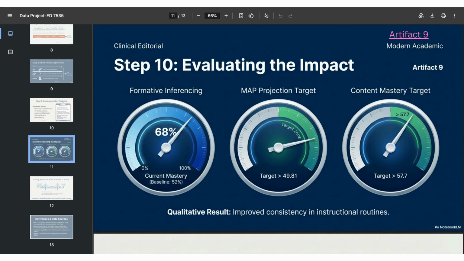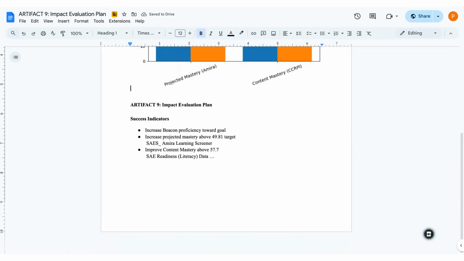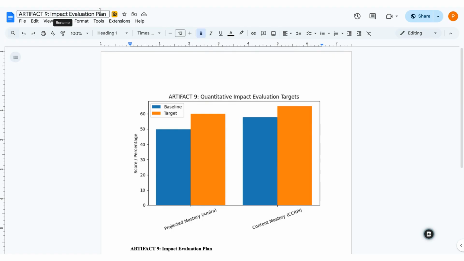So here's how we evaluated the impact. Impact is being measured through growth, informative comprehension checks, movement toward the beacon goal, and our map growth projections. Early indicators show improved consistency in instructional routines and increased student engagement in comprehension tasks. Evaluation remains ongoing, as FIS 2023 reminds us that data informed change is cyclical. So right here, we also have that artifact 9 that supports our evaluation of the impact.